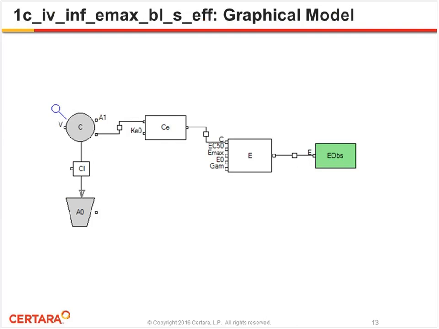So you have the PK block here, central compartment, elimination compartment. And then moving over to the link, the effect compartment that is going into the effect block where we have some observations, effect observations.